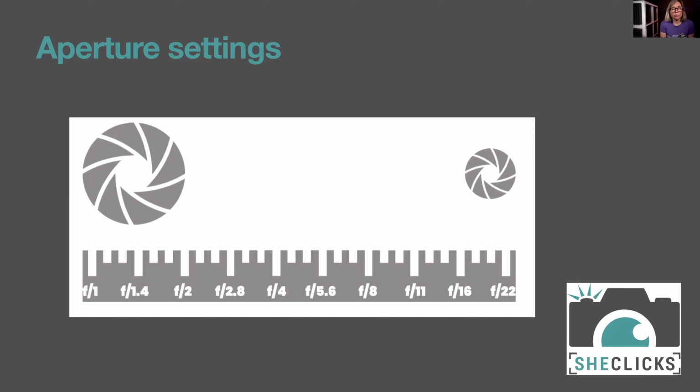So say, for example, you have f5.6 set and you close the aperture down to f8, you are halving the amount of light that is going to hit the sensor. Equally, if you open the aperture up to f4, you are doubling the amount of light. So double the amount of light is actually getting through to the sensor.